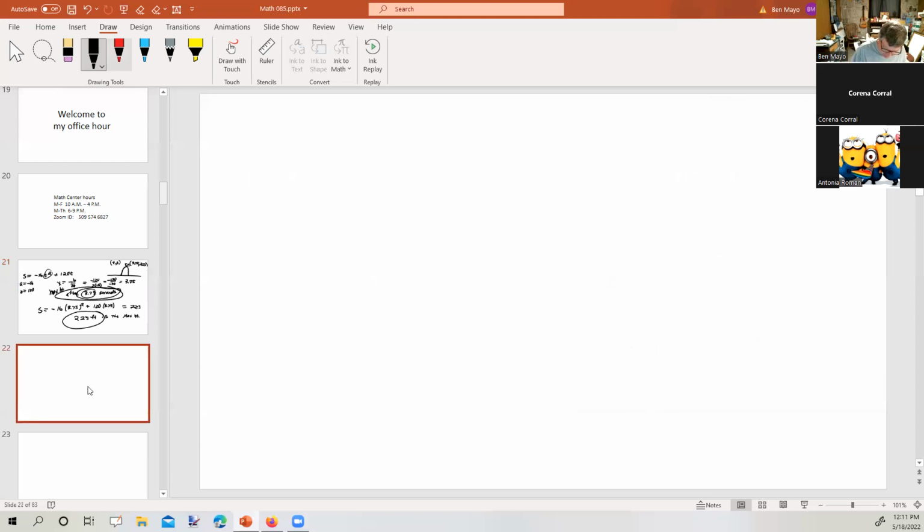All righty, next problem. A ball is thrown straight upward from the top of a building with an initial velocity of 32 feet per second. The equation S equals negative 16t squared plus 32t plus 48 gives the height S of the ball in feet, t seconds after it is thrown. So again, t is time in seconds, S is the height of the ball. Find the maximum height reached by the ball and the time it takes for the ball to hit the ground.